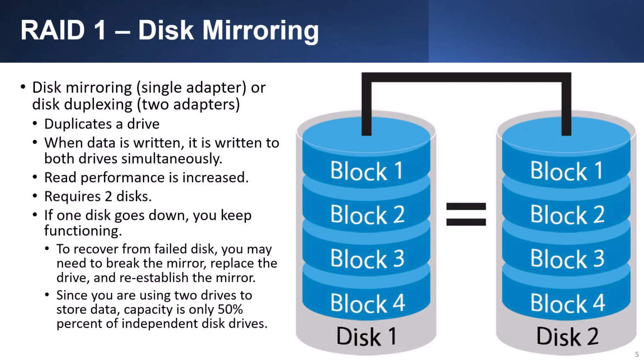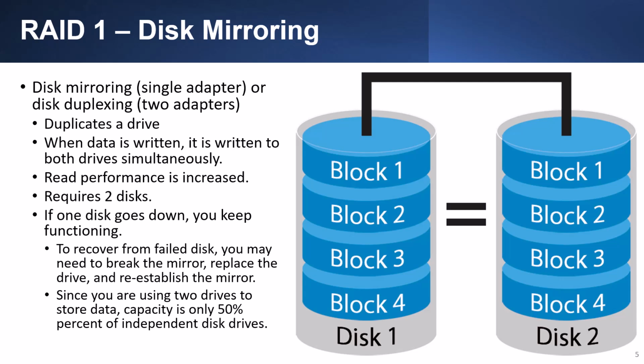RAID 1, or disk mirroring, duplicates the data on 2 drives. Disk duplexing takes it the next step, which ensures that the drive is connected to a different cable and adapter in case the cable or adapter fails. When data is written, it is written to 2 drives simultaneously. While writing is not faster, read performance is increased as it can read from either drive.